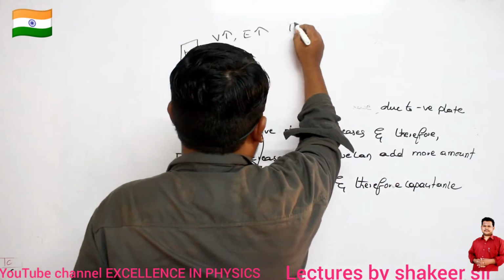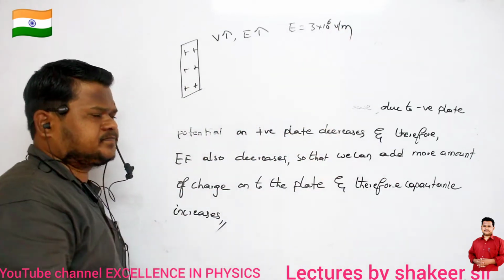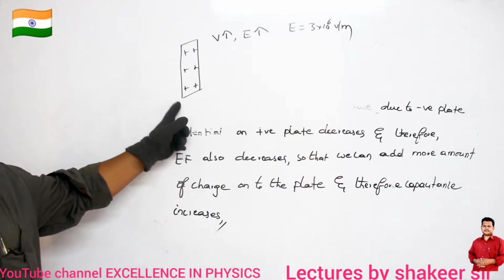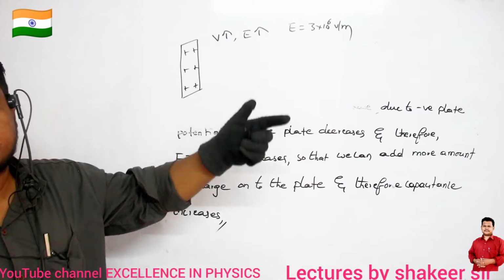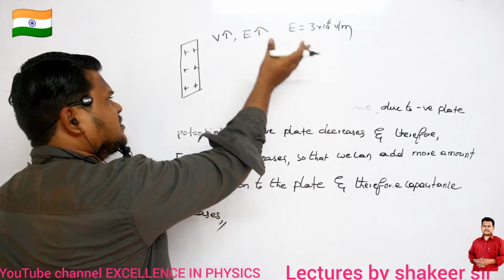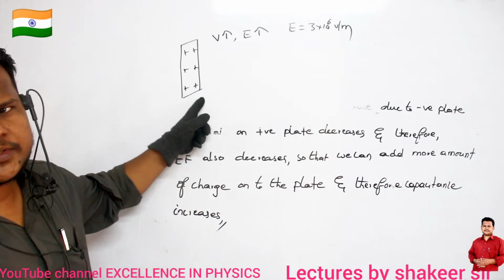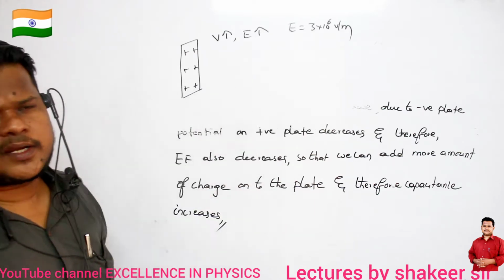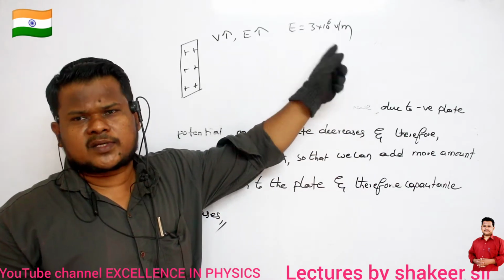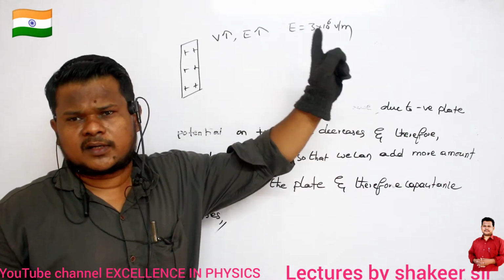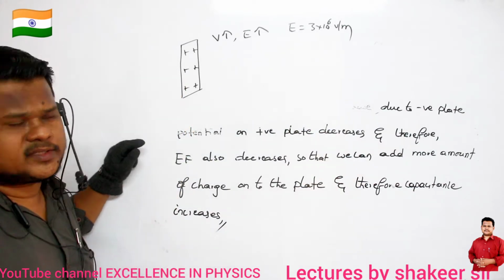So when the electric field reaches a value of 3 into 10 power 6 volts per meter, what is going to happen? Now further I cannot deposit charges on this one. Clear? Even if I deposit charges on this one, these charges will leak into the atmosphere, because this is the breakdown electric field of the surroundings, or the breakdown electric field of air. Clear? So beyond this I cannot add charges to this one.